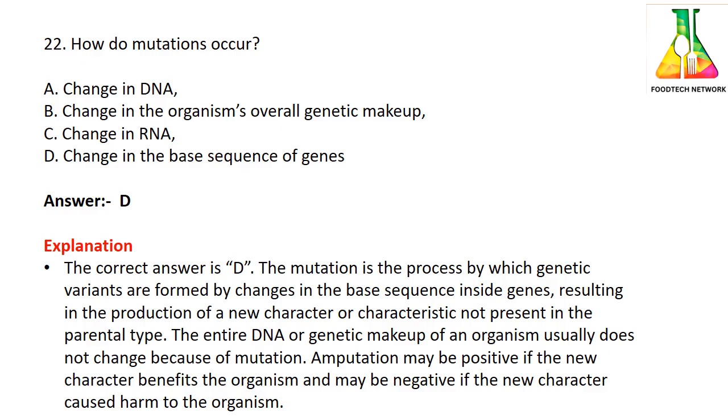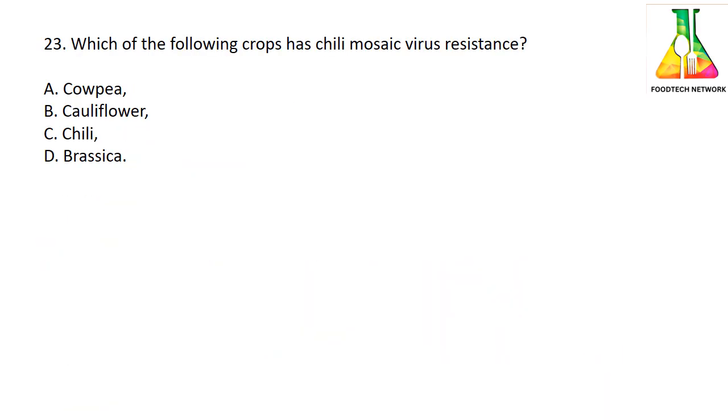Mutation may be positive if the new character benefits the organism and may be negative if the new character causes harm to the organism. 23. Which of the following crops has chili mosaic virus resistance? Option A, cowpea. Option B, cauliflower. Option C, chili. And option D, brassicas.